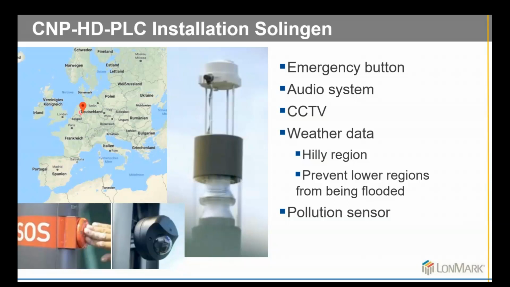They are collecting weather information. Solingen is a very hilly region, so if there is a strong rain, the lower regions of Solingen can be flooded, and the fire brigade in Solingen is very interested in getting that information in short terms to protect the lower regions. We have again air pollution sensors, which can be used in the next step of the project to implement dynamic traffic guidance.